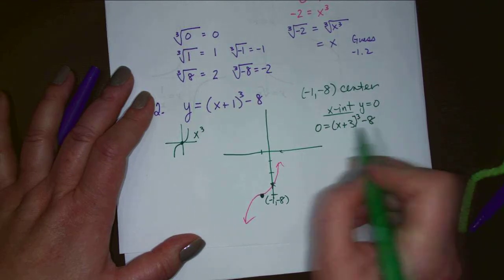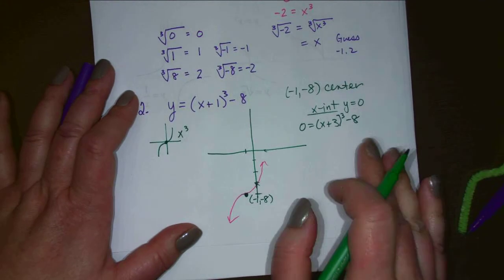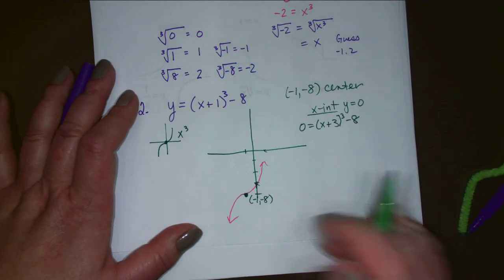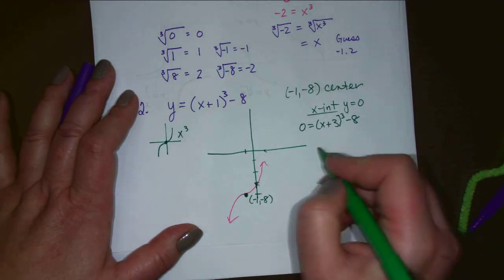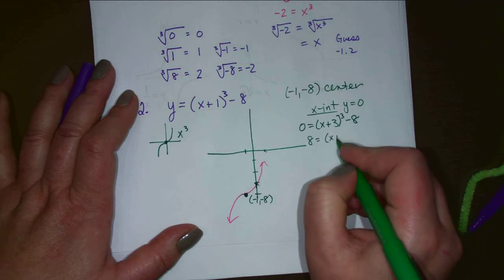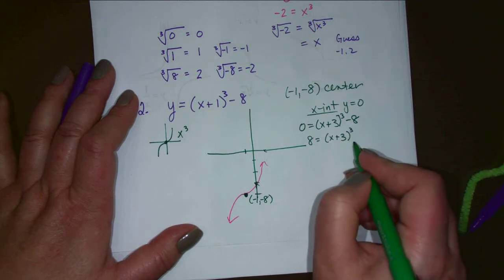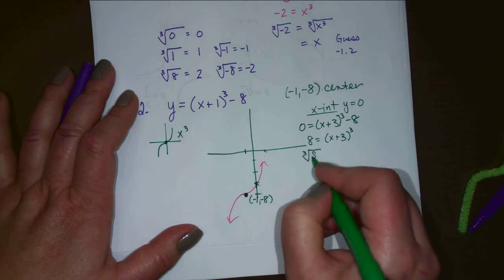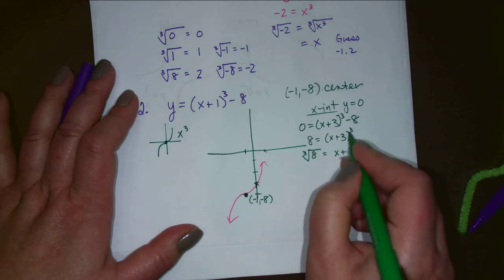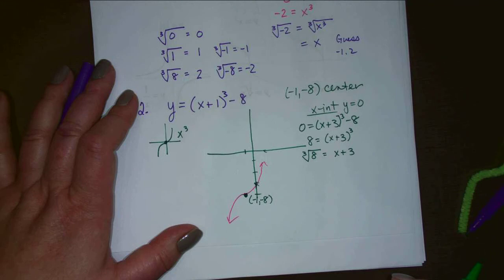Now be careful you don't try to factor a cube. We're not factoring, we're just solving. We would move the 8 over. How do we get rid of it? Not square root, cube root both sides. That cancels that out. We do the cube root of both sides.